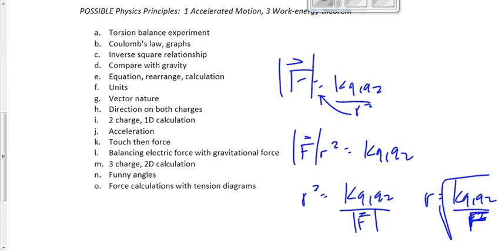I'm not going to go through the solving for Q1 or Q2, but in the end, make sure you can do that. Okay, make sure you can do that. Probably won't have to, but just in case, okay?